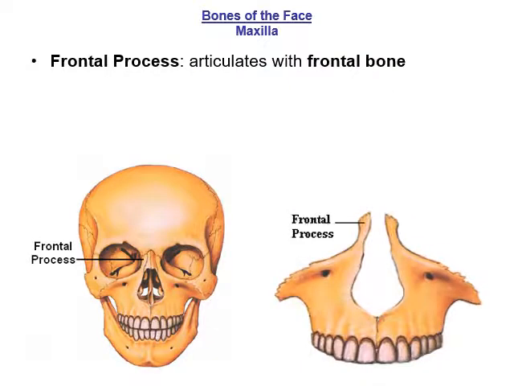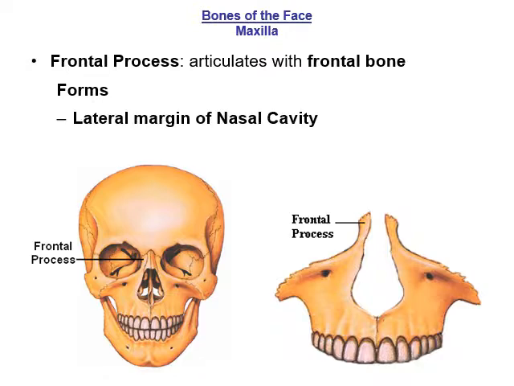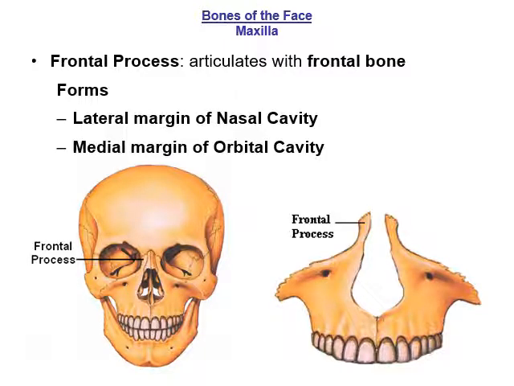The frontal process of the maxilla is the superior portion of the maxilla where it goes up and articulates with the frontal bone. That frontal process will form the lateral margin of the nasal cavity, so here and here, and it also forms the medial margin of the orbital cavity, so here and here.